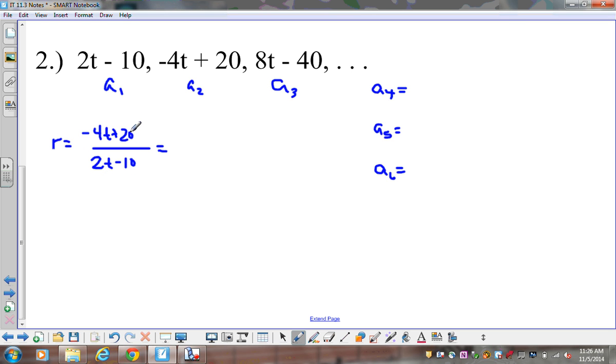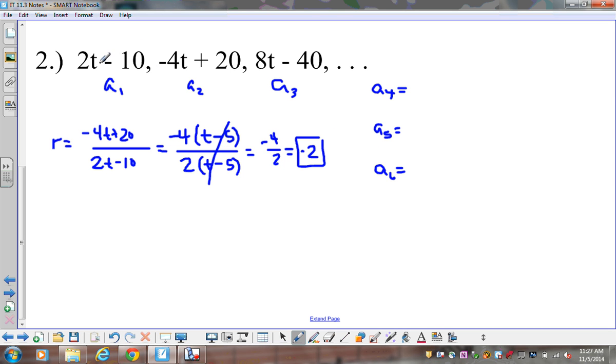You have to factor out whatever they have in common. So if I look at my numerator, I can factor out a -4 from the -4t and the 20. So let's factor out that -4. I'm left with t, and 20 divided by -4 is -5. Now what about my denominator? I can factor out a 2 from that, so I've got 2 times t minus 5. Now if you look at this, my t minus 5s are actually going to cancel. So I'm left with -4 divided by 2, which simplifies to -2. So that's actually my common ratio.